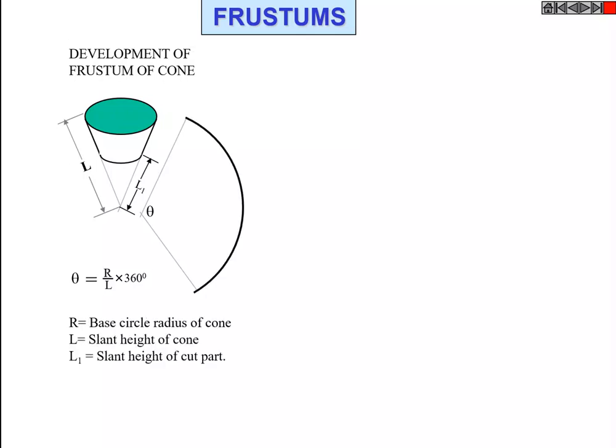After passing the section plane for the given cone to get the frustum, L1 is the length where the small part of the cone is removed, and capital L is the overall length. If you unfold the cone, you have to know theta. Theta, as you know, is capital R divided by capital L into 360. If you do this, you'll be able to calculate. By taking L1, if you draw the arc, you'll be able to get the curve. If you join it, that will be the base circle.